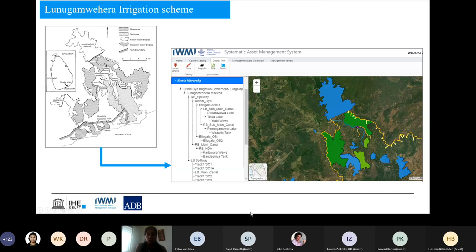So this is an overview of the location where it's being piloted. The reservoir is located in southern Sri Lanka. It has a command area of around 5,500 hectares, with major crops of paddy, banana, and vegetables. What we're trying to do here is to move away from the static picture of the scheme and its situation on the left to a more dynamic and interactive one on the right. Next slide, please.